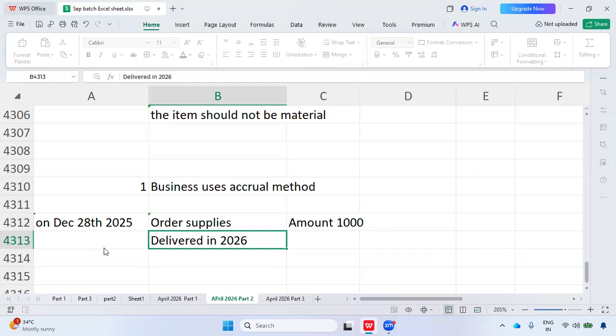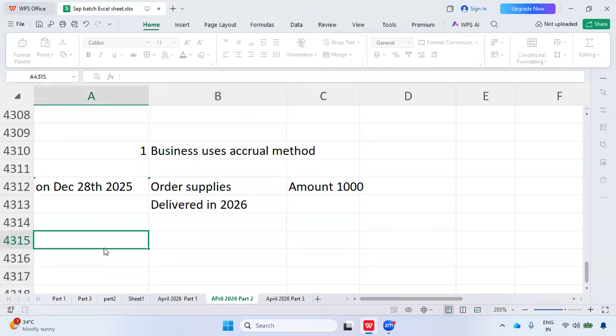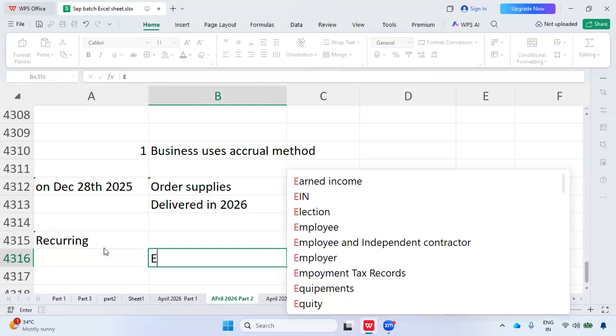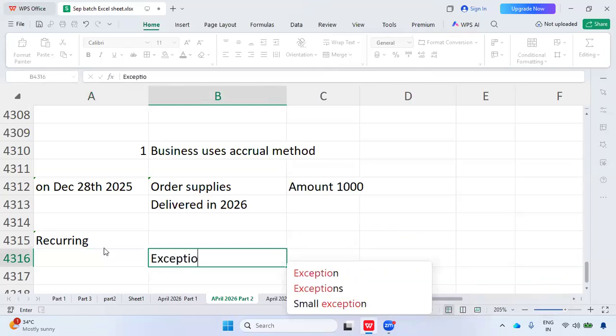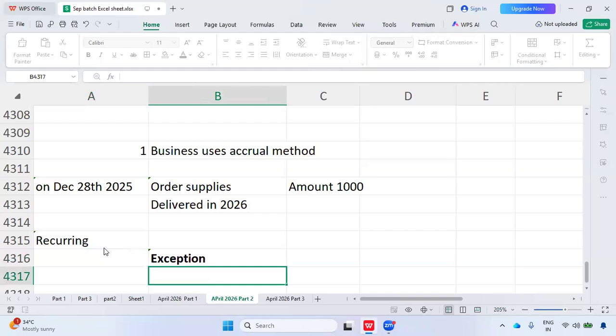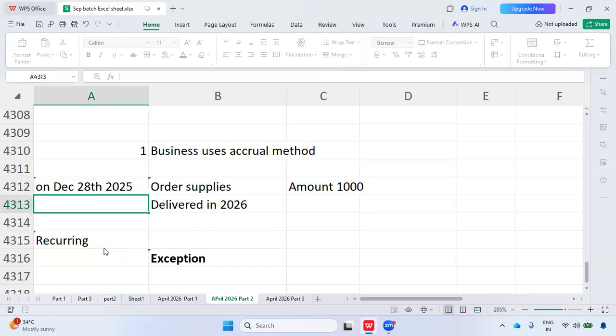So we need to see. Here is one more point: the business uses the supplies regularly, which is recurring. So this is a recurring expense only. Now tell me, when can we claim it as an expense, in 2025 or 2026? 2025. Because it is a recurring expense, done at the end of a year. Okay, it is not material.